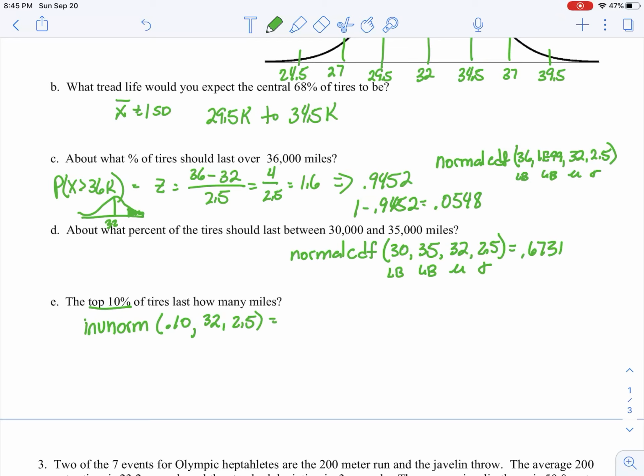Let me roll out here and find that. All right, area is 10%, mean of 32 and 2.5, and this is going to be a right tail. So we're going to paste that in there, and we're going to get 35.2.